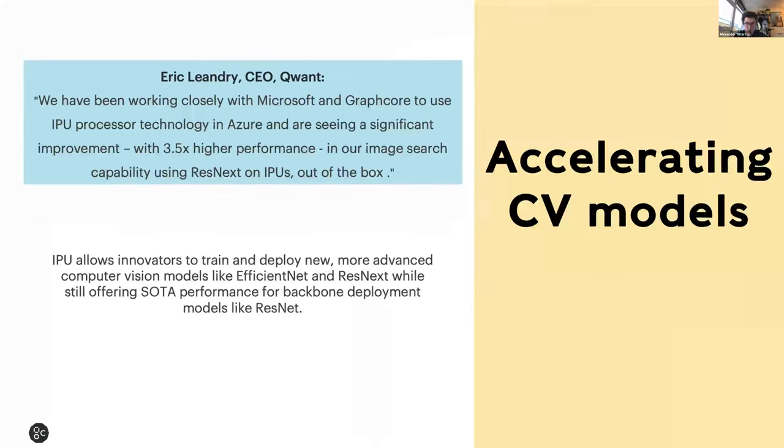So I won't go into too many benchmarks. I'm sure we'll all get a bit of benchmark fatigue otherwise, so I'll keep this relatively brief. But first of all, we'll have a look at some computer vision models and we'll go along with a little story there.